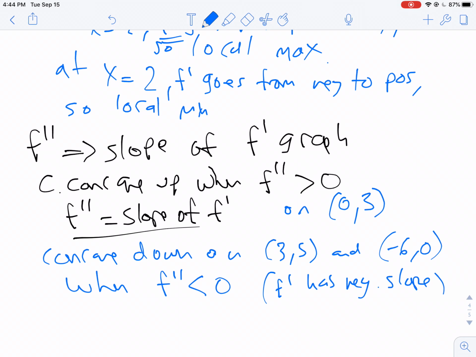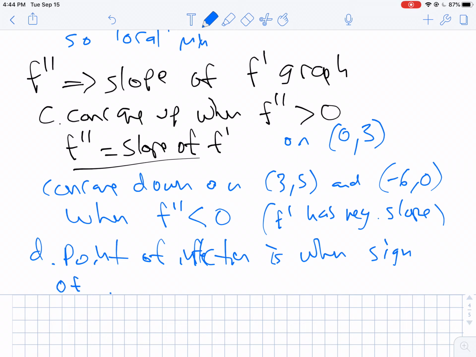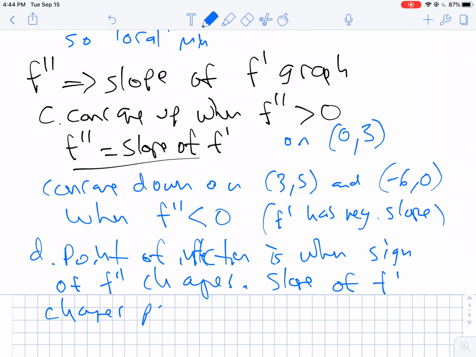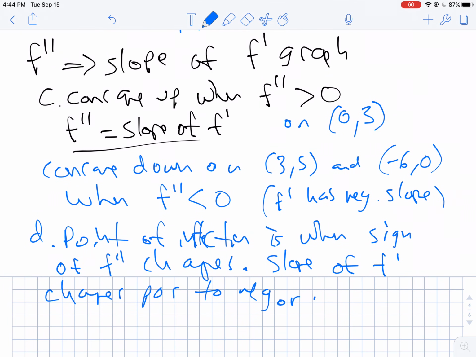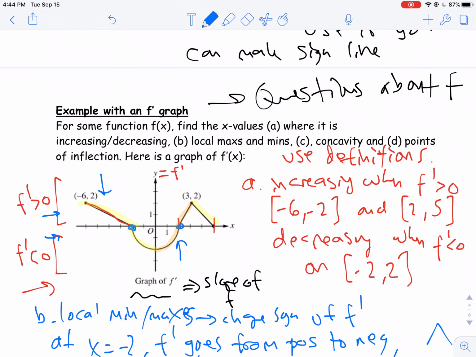So let's go to part D. D of this problem asks about a point of inflection. Okay, a point of inflection. A point of inflection is when the sign of f double prime changes. So that happens when the slope of f prime changes from positive to negative, or negative to positive. So we start on our f prime graph with a negative slope. So when we're going down, that means my f double prime is negative. My f prime has a negative slope.